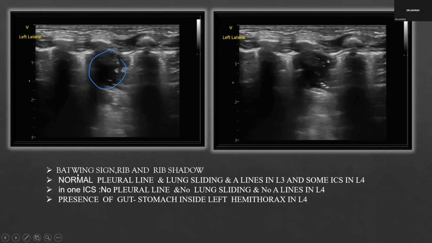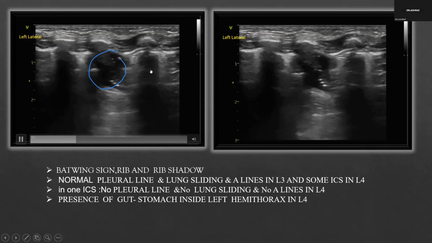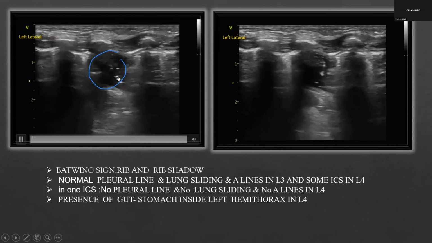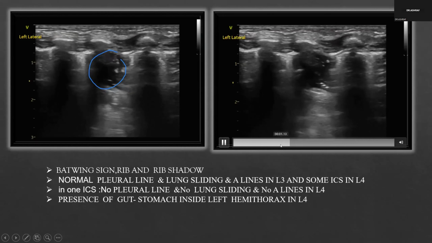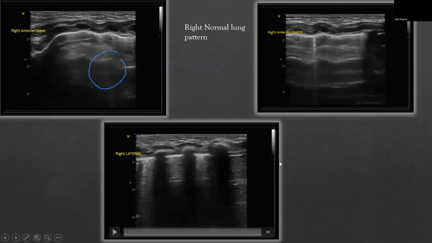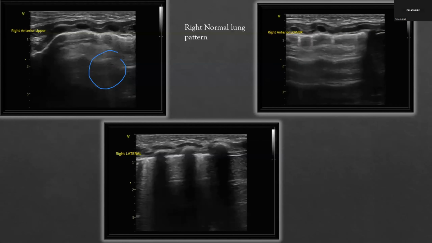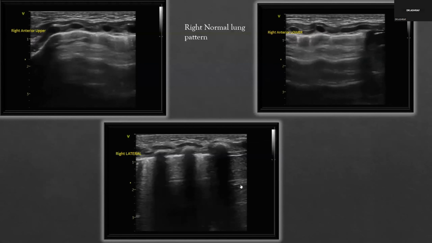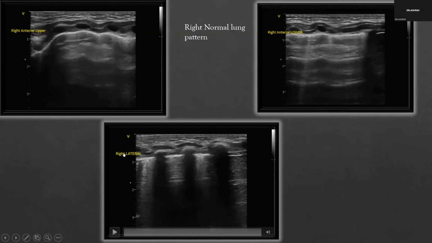Between the signs there, it is inside the lung and the thoracic cavity. There is the stomach here. There is the other lung, the right lung, with a normal score, A pattern.